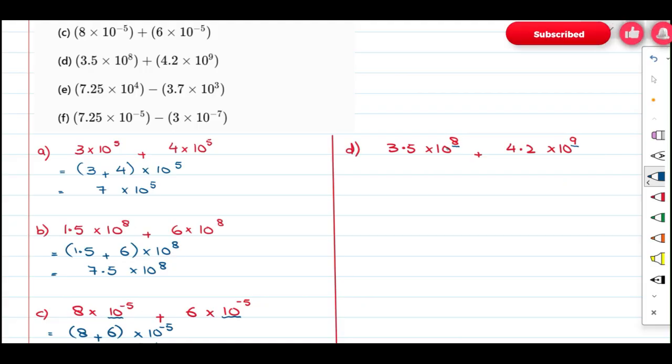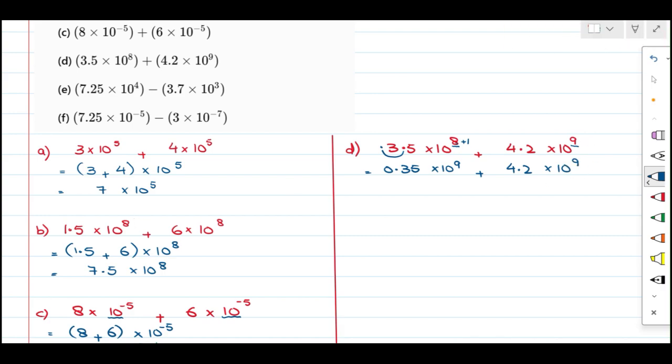If you want to make this power 9, you have to add 1, and when we add 1 we move the decimal point 1 unit left. So this becomes 0.35 multiplied by 10 to the power 9 plus 4.2 multiplied by 10 to the power 9, right? Or you can also make the power 8 by subtracting 1, moving the decimal 1 unit to the right. When we move right the power decreases, and when we move left the power increases.